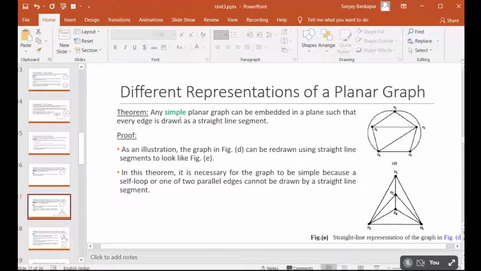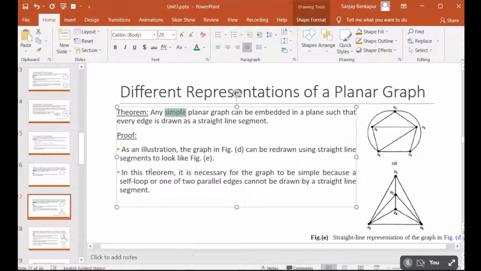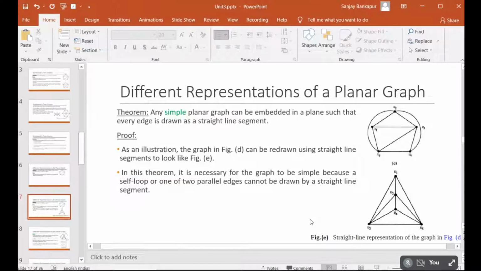And a very important topic, I made this simple in green color because in this theorem it is necessary for a graph to be simple. Why? Because a self loop or two parallel edges cannot be drawn by a straight line segment. Self loop definitely, and even a parallel edge between a pair of vertices, if I draw a straight line, it will coincide, right? It will overlap, it will become a single edge. To represent two different edges for the same pair of vertices, it has to be non-straight, a bit curvy. So in that sense, the theorem itself, any simple planar graph, simple is the keyword, planar is the keyword, embedded in a plane. These are all keywords which make a graph with all its edges as straight lines.